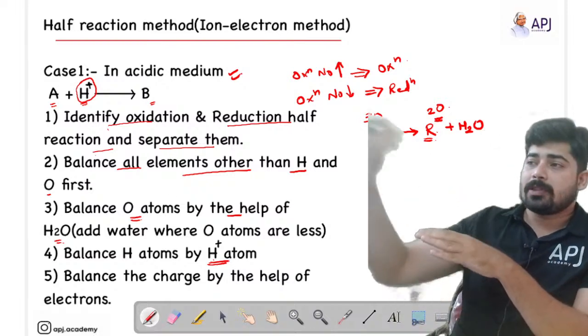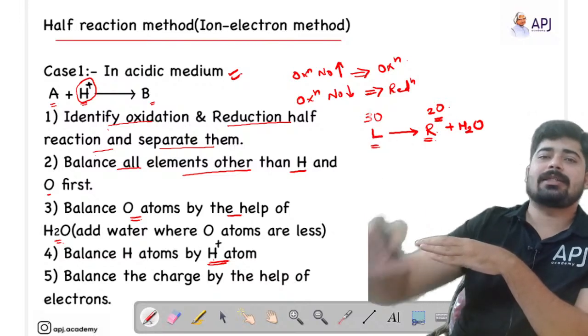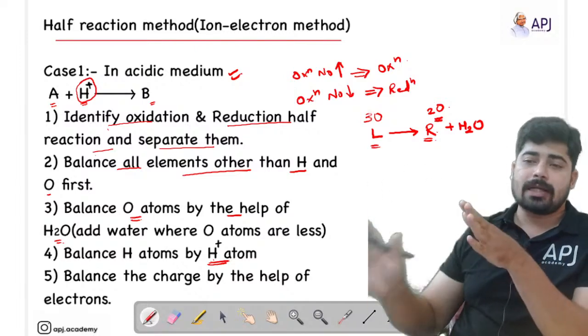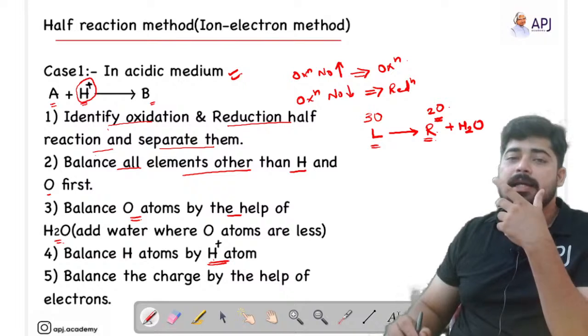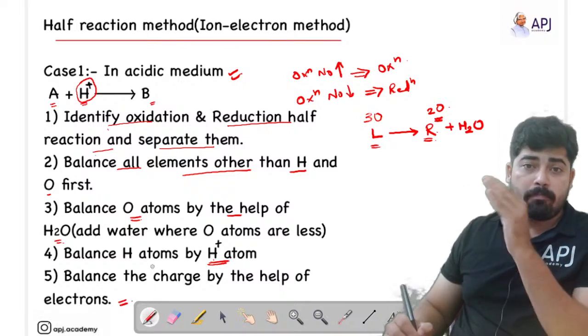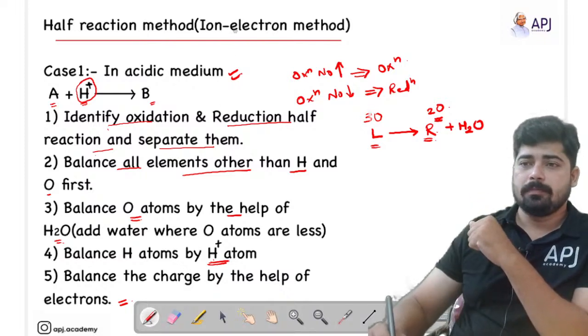Wherever the positive charge is more, you add electrons to that side and decrease the value, and balance both sides. The charges on both the sides should be equal. So we use electrons in order to balance the charges. Hope that is clear, students.